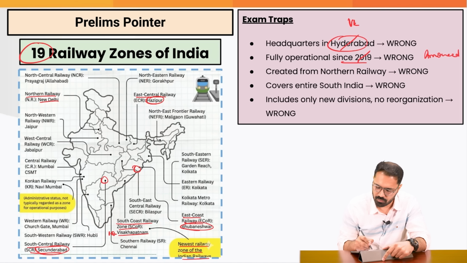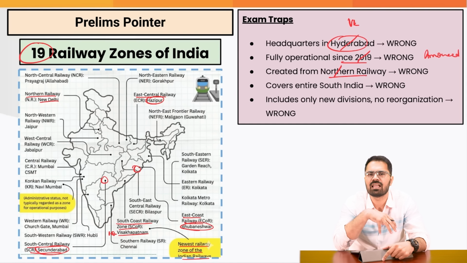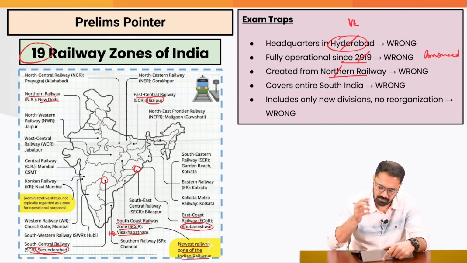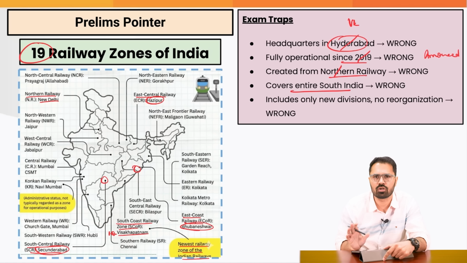Then it is created from Northern Railways. No, that territory lies in South India. How can it be created from Northern Railways? Now it covers entire South India. Now this is important. No, it does not cover South India.